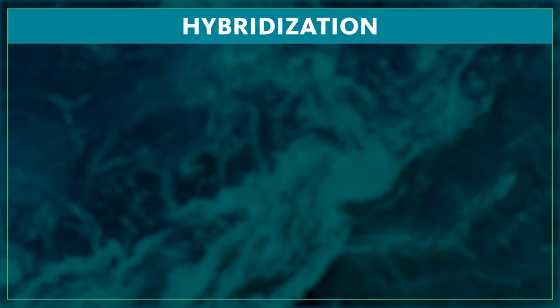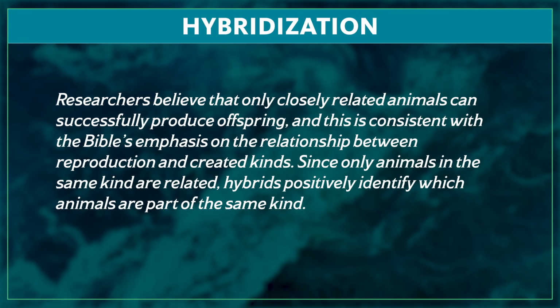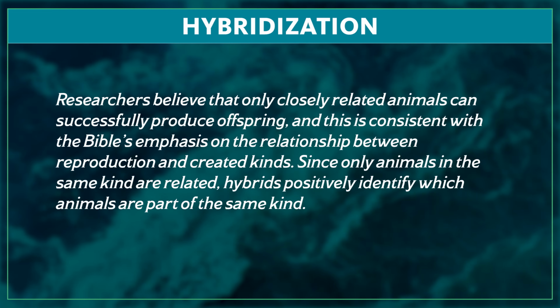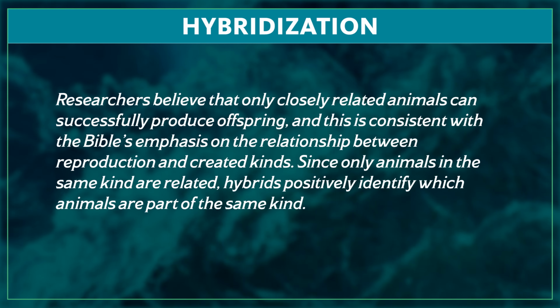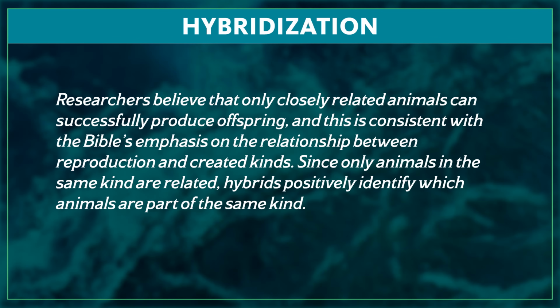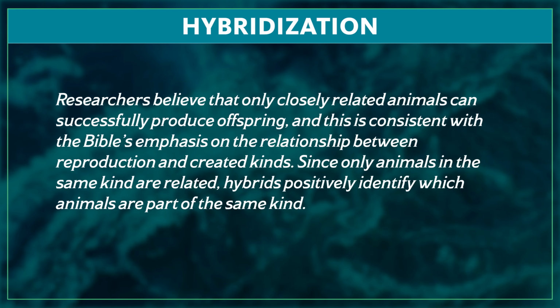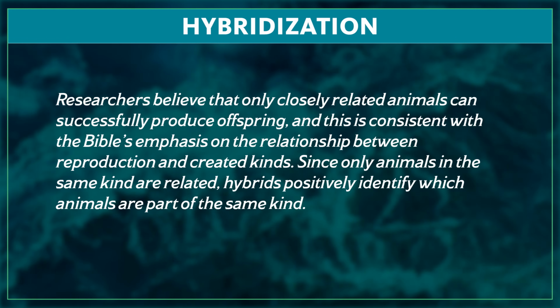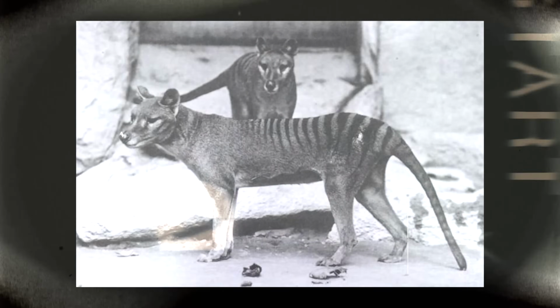Hybrid data is the most favored method in identifying kinds. Researchers believe that only closely related animals can successfully produce offspring, and this is consistent with the Bible's emphasis on the relationship between reproduction and created kinds. Since only animals in the same kinds are related, hybrids positively identify which animals are part of the same kind. The usefulness of hybrid data is limited, however, in that not all potential crosses have been tested or reliably documented. Some organisms have even gone extinct. So hybridization is also strictly an inclusive criterion, as not even all related animals can reproduce offspring together, meaning some creatures have lost the ability to reproduce with certain others of their kind.